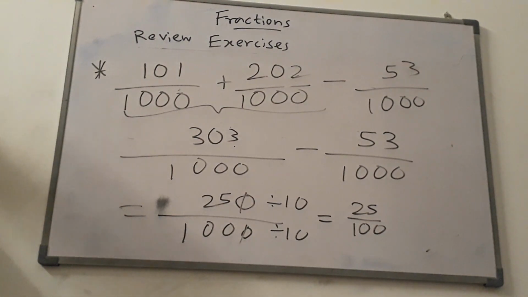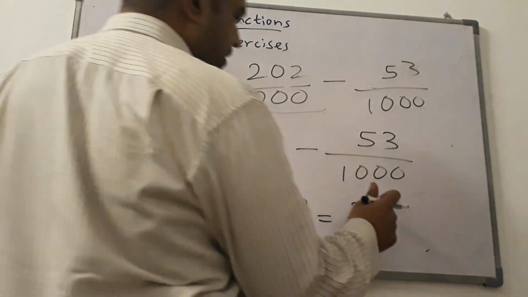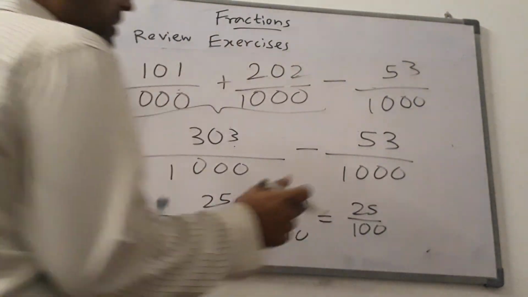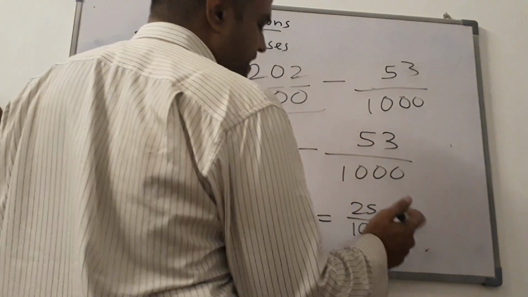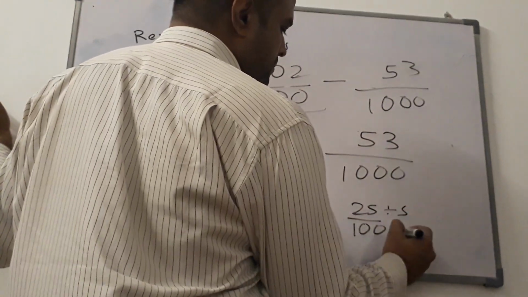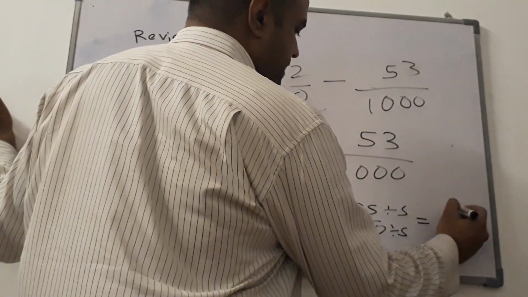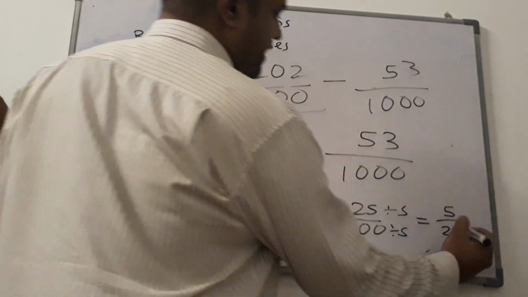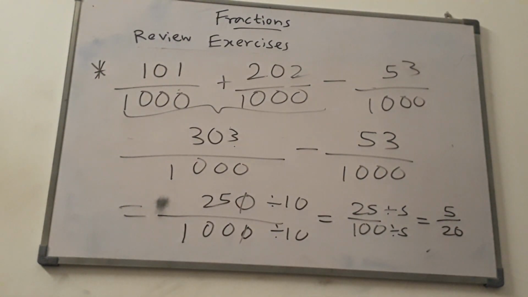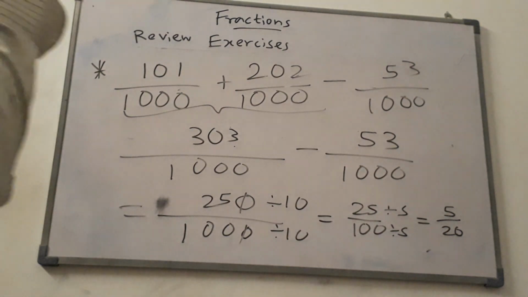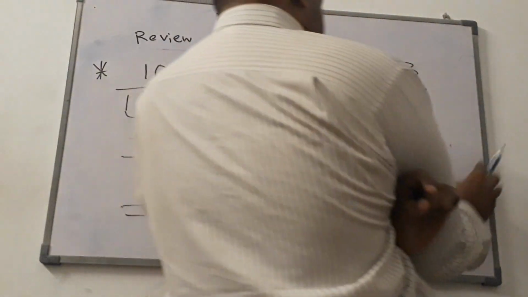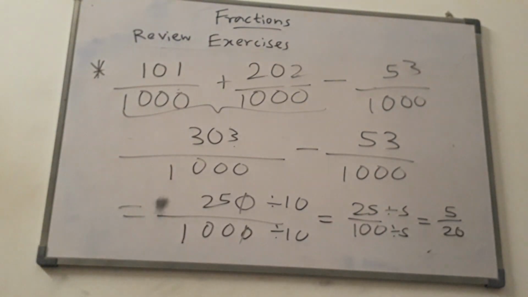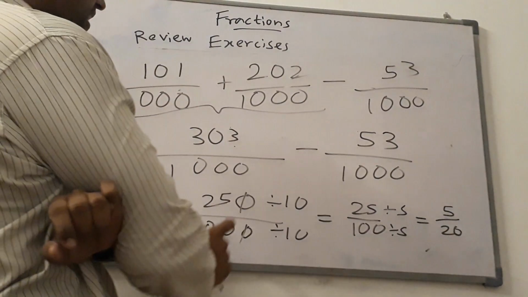Still I am not sure whether this is the answer. We can divide both by 5 as well. Okay. The last digit of 25 is 5. The last digit of 100 is 0. So we can easily divide both by 5. Hence it is 5 over 20. Is that the final answer? Still I have a doubt whether this is the final answer. We get 250 out of 1000.